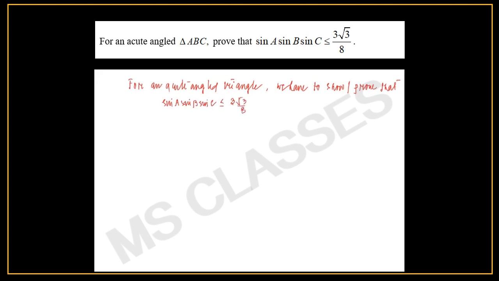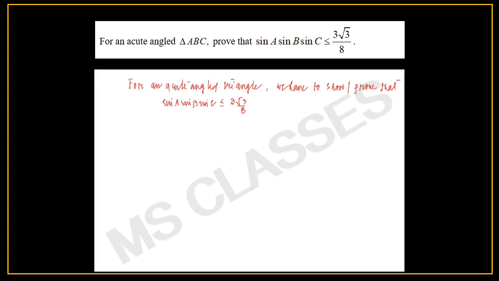In this problem, definitely we will be using the A.M.-G.M. inequality. The reason is very simple, because the clue is given in the question: there is an acute angle triangle. That means here A, B, C are all acute. So definitely sine A, sine B, sine C are positive. So we can definitely use the inequality. But for that we need to find the maximum value of sine square A plus sine square B plus sine square C. So our first intention is to get the value of sine square A plus sine square B plus sine square C.